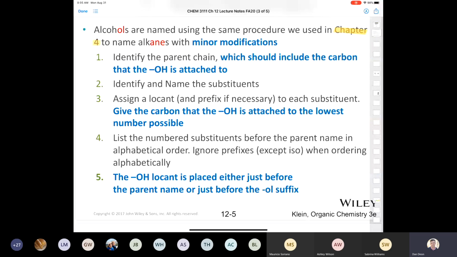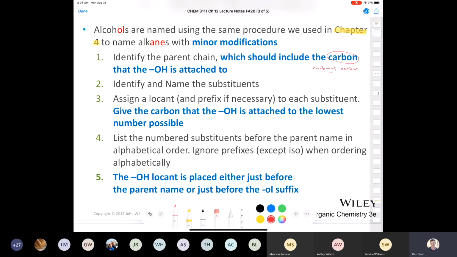So let's take a look. Number 1, identify the parent chain. But that parent chain has to include the carbon that has the hydroxyl attached to it. In fact, you'll hear me sometimes call that carbon that has the hydroxyl directly attached to it the carbonyl carbon. I don't even think that word is used in our textbook, but that's what that carbon is called.